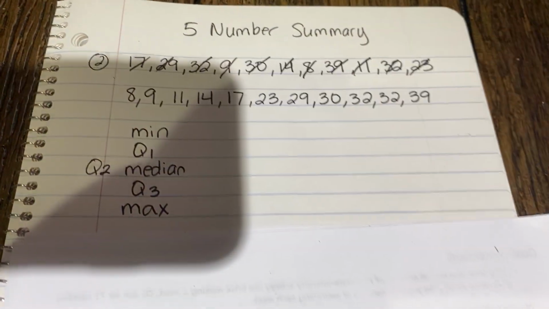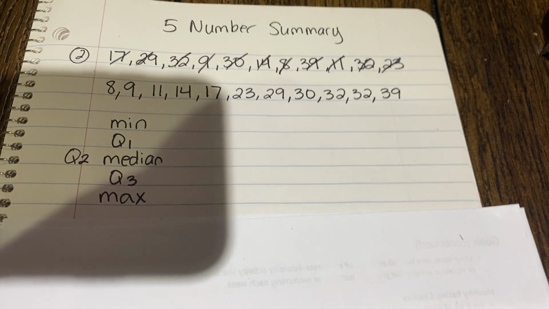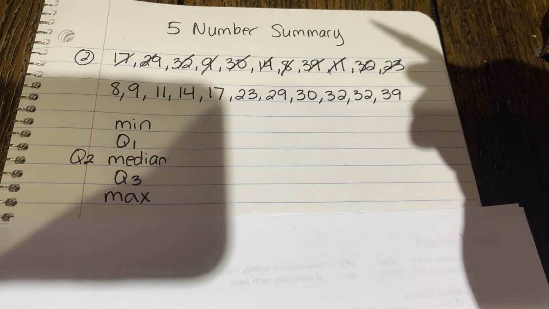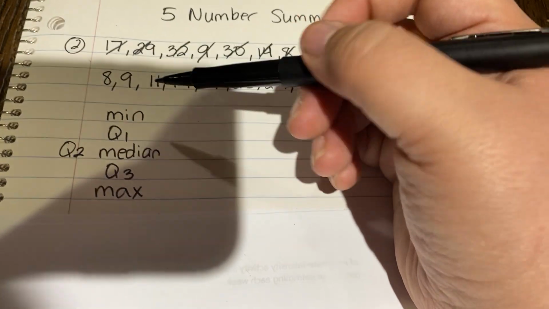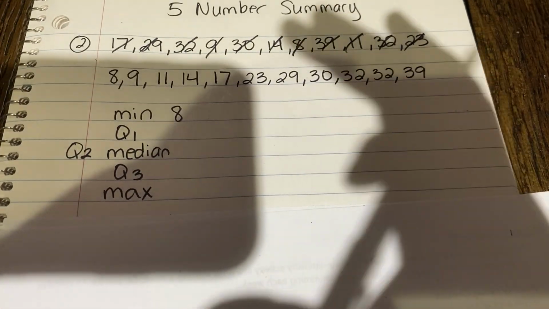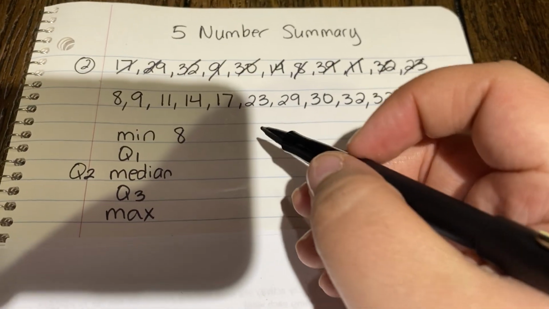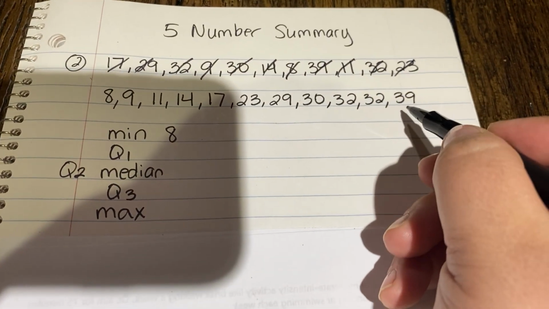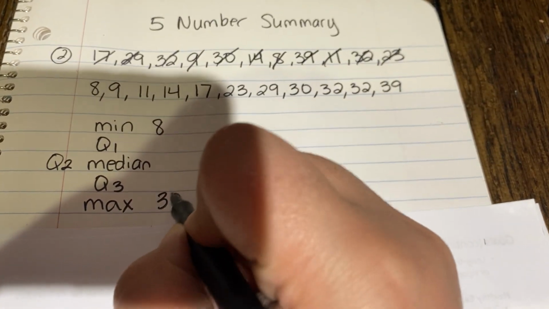So again, always start off with the easy things. The easy ones are minimum and maximum. So my minimum is my smallest number, which is 8. Again, guys, I'm doing this with the camera in my hand, so it's kind of tricky. The maximum is the biggest number, which is 39.